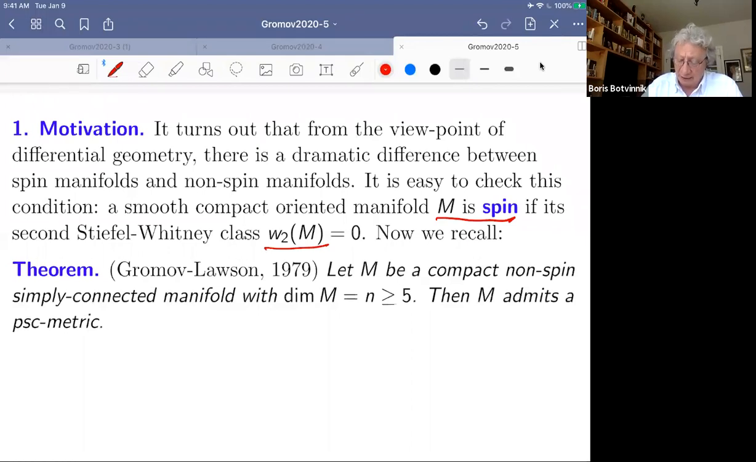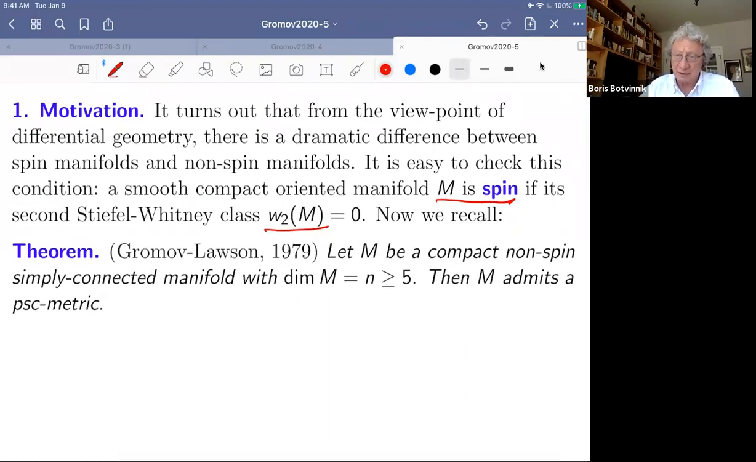Now we recall the fundamental result due to Gromov-Lawson from 1979, which says the following: if M is a compact non-spin manifold of dimension at least 5 and simply connected, then M always admits a positive scalar curvature metric. It is quite important to emphasize that we do not have any obstruction in this situation for the manifold to carry a metric of positive scalar curvature. Whereas if we have a manifold with spin structure, then we know that such an obstruction exists.